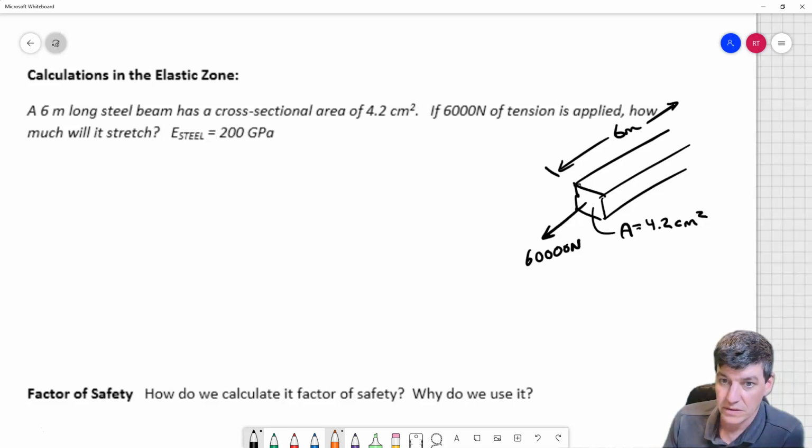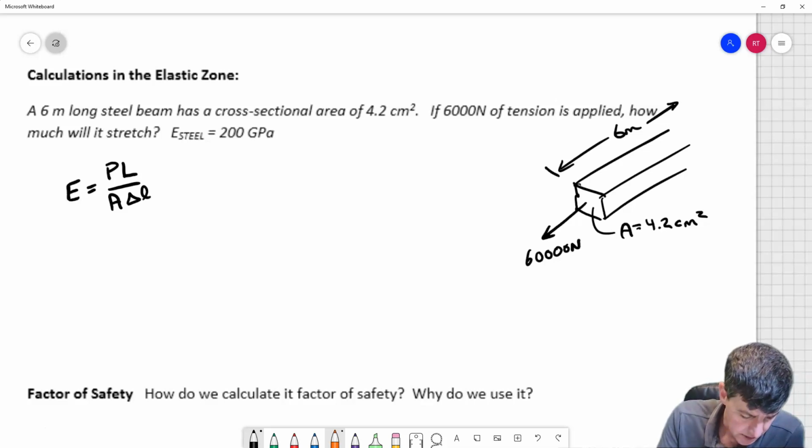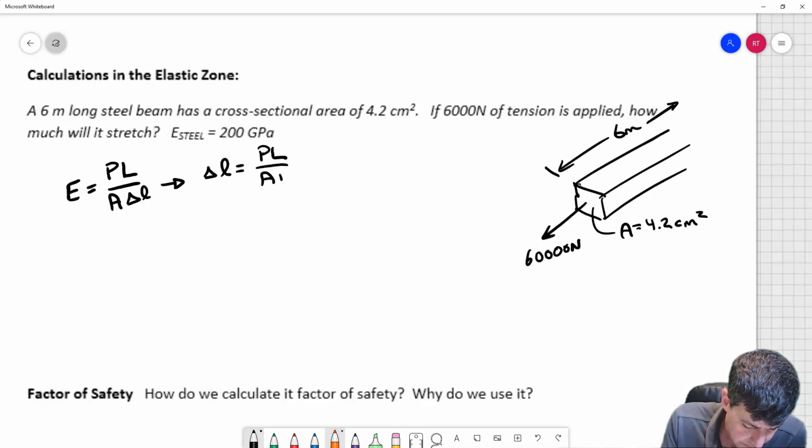Let's recall that materials, solids, are very strong, and we're dealing with large numbers. E of steel, typically 200 gigapascals, so we have a fairly large number already that we have to deal with. If we want to know how much it will stretch, we're going to use our equation. So E is equal to PL over A times the change of length. And rearranging this equation, I would get my change of length is going to be equal to PL over AE.